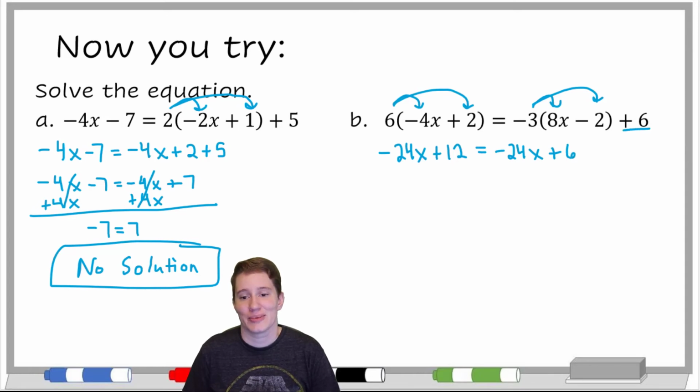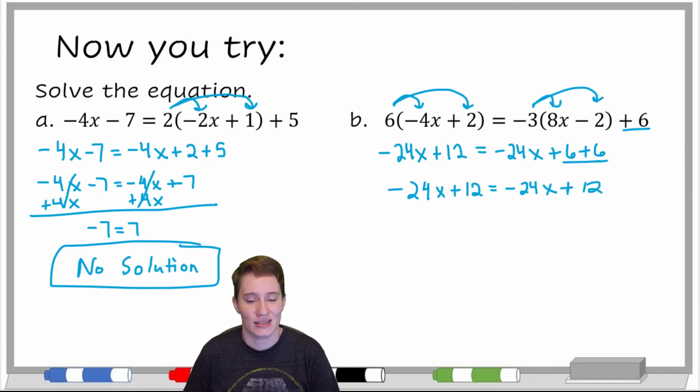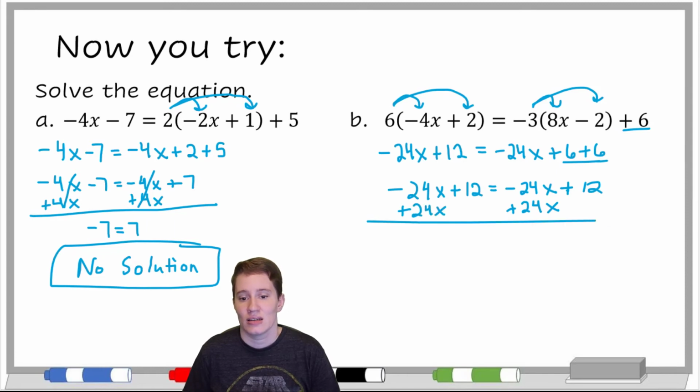So make sure you don't forget about this plus 6, especially if you distribute and then think that plus 6 is the other plus 6. You might forget about it. Anyway, so this is negative 24x plus 12 equals negative 24x plus 12. This may be the point where you go, I think I know the answer. Or you may go a step further and add 24x to both sides. Either way is fine. So we get 12 equals 12, which is all real numbers.